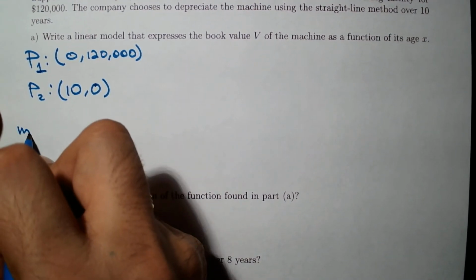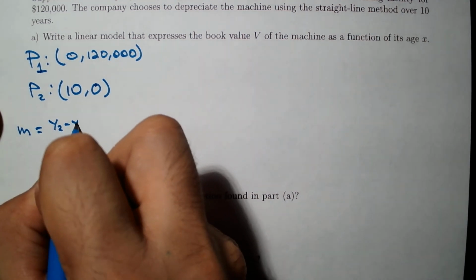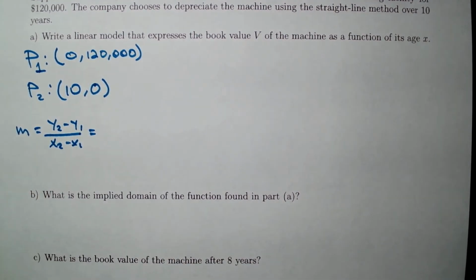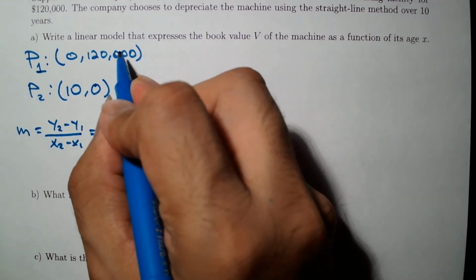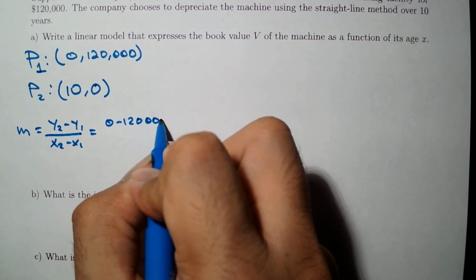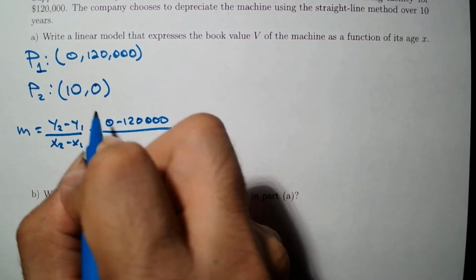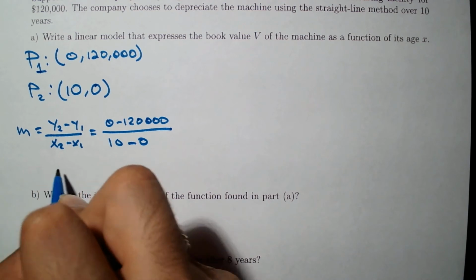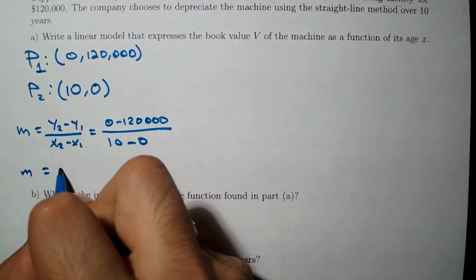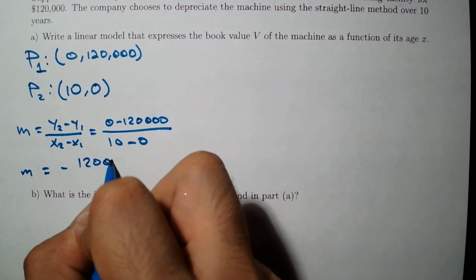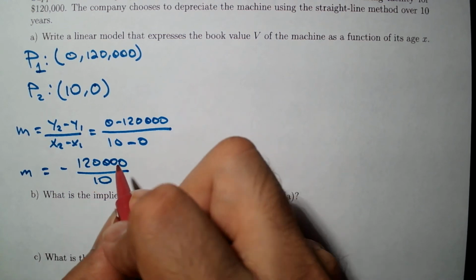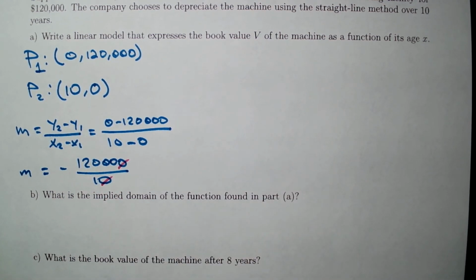Find the slope, m equals y2 minus y1 over x2 minus x1, which is also known as the average rate of change, if you will. So y2 minus y1, 0 minus 120,000 divided by 10 minus 0, which in this case is, the slope is negative 120,000 over 10, and to simplify this, simply cancel one of the zeros.